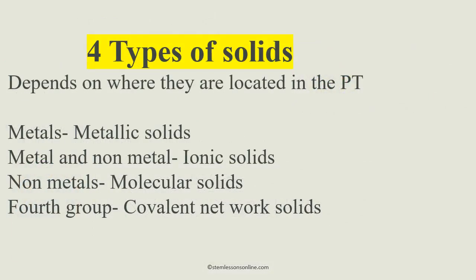So based on the position in the periodic table, we can classify solids in different forms. Different solids are there. Metals form metallic solid, metals and nonmetals form ionic solid, nonmetals form molecular solids, and fourth group elements form covalent network solids, and atoms form atomic solids.